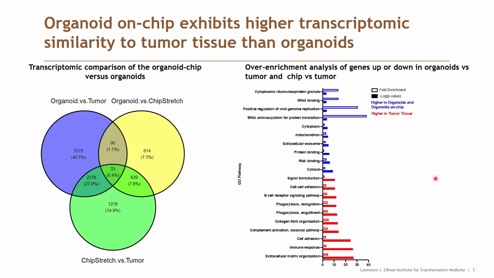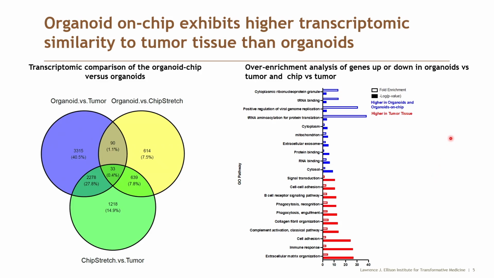So what we did is we took the genes that were up or down in the organoids versus the tumor and the chip versus the tumor and did an over-enrichment analysis of those genes through the DAVID platform, and looked at the different pathways that were enriched in these scenarios.